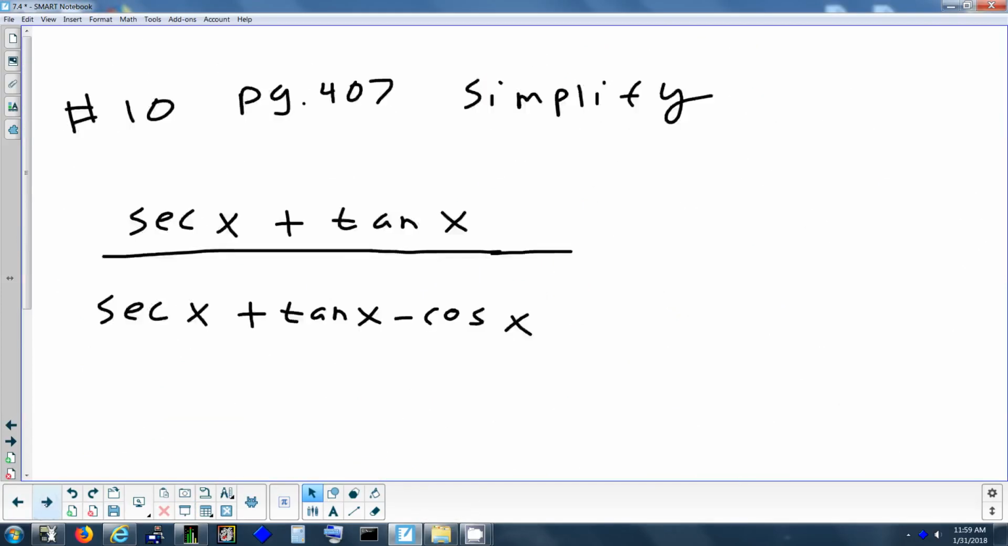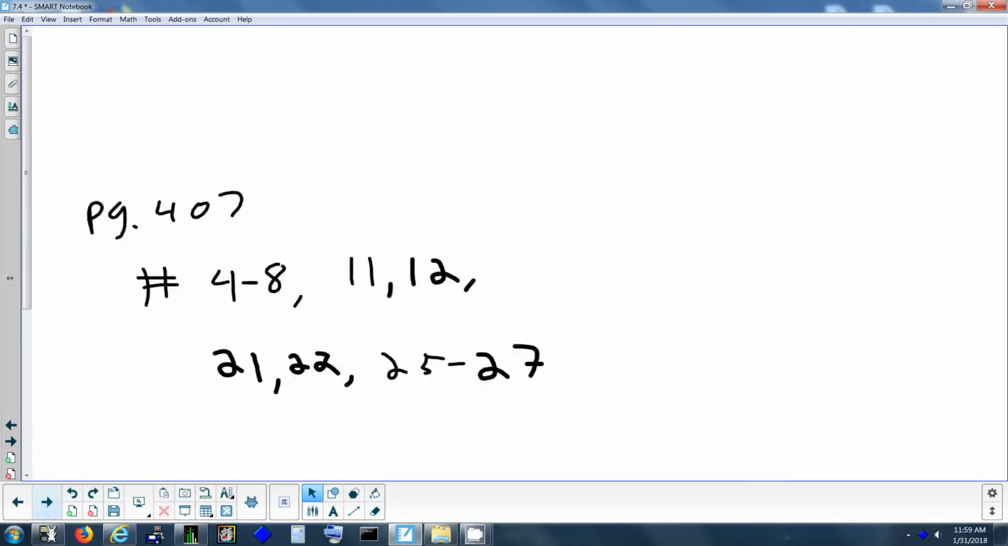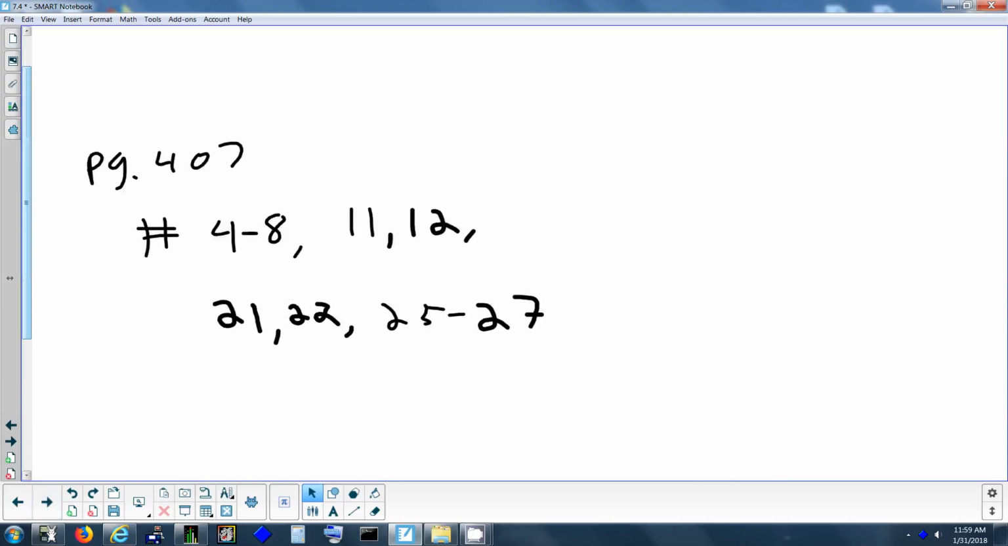Okay, I'll finish that one up. Okay, so the homework, it's not a ton of questions. Some of them are very easy to start out with. There are a couple towards the end that get a little harder. But it's 407, 4 through 8, 11, 12, 21, 22, 25, and 27. What I would do now is just take a look at it and read the directions for each problem. If you don't understand the directions, ask me what they mean right now, and I'll tell you.